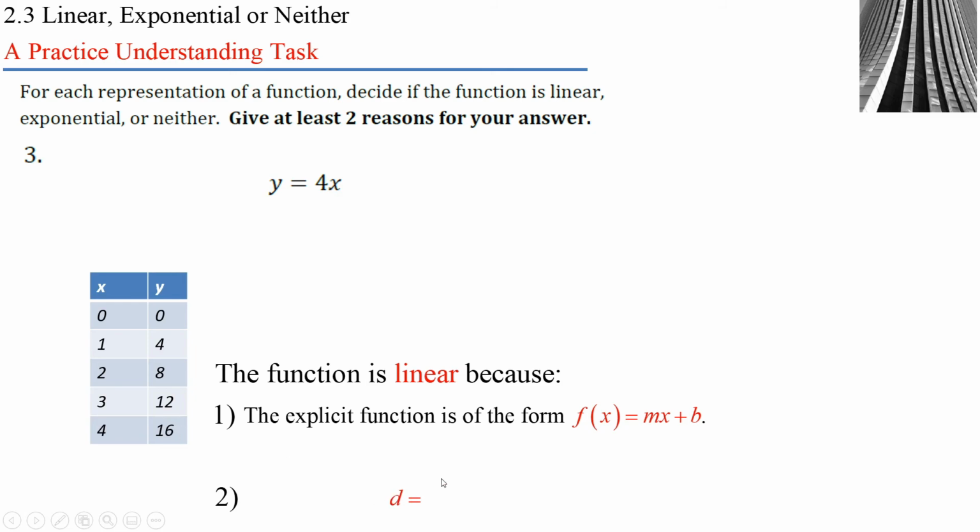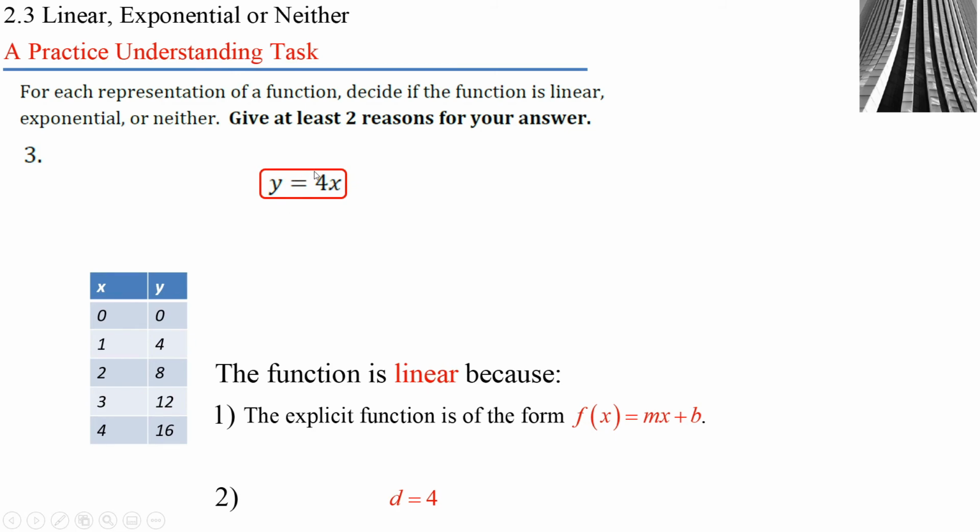So the common difference is 4. And there's our second reason right there. That must be linear because we have a function that has a common difference of 4, or a slope of 4. So what is this then? Let's add the discrete versus continuous.